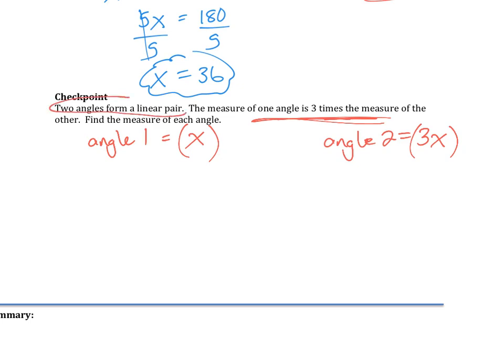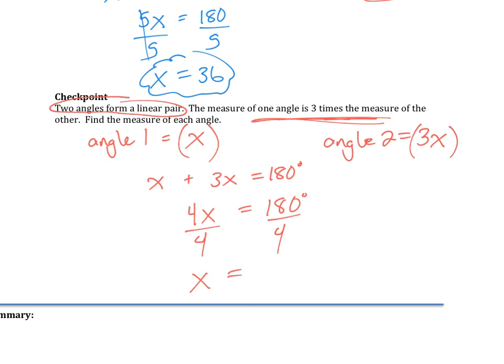They form a linear pair, so that means that x plus 3x adds up to 180, because a linear pair adds to 180. 4x equals 180, and then we divide by 4 to get x equals, I believe it's going to be 45, yes. So x is 45 degrees.